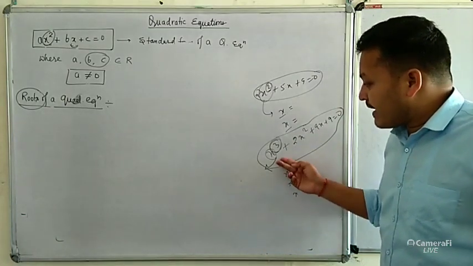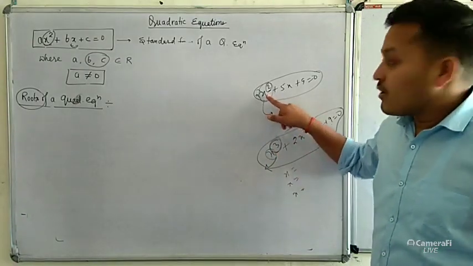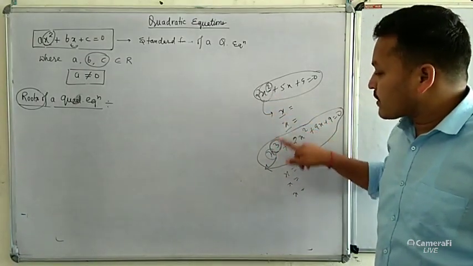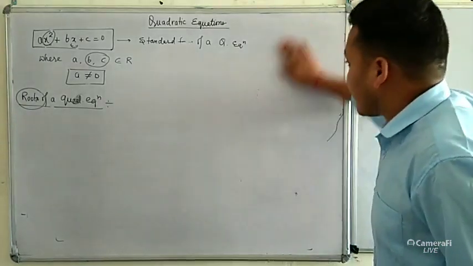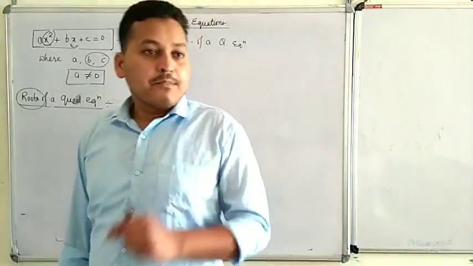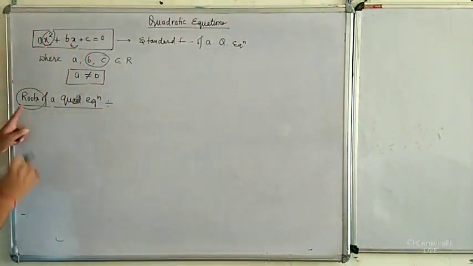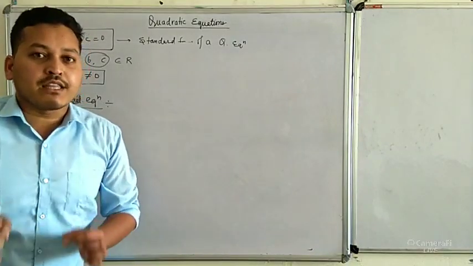I am explaining how many roots are possible for an equation. It depends on the highest power. If the highest power is 2, 2 roots are possible. If the highest power is 3, 3 roots are possible. If the highest power is 100, how many roots are possible? 100 roots are possible. So what is a root? The root is the value of an equation which satisfies the given equation.